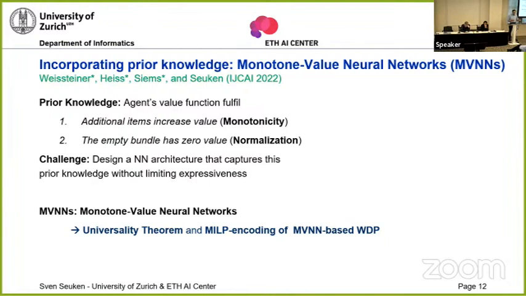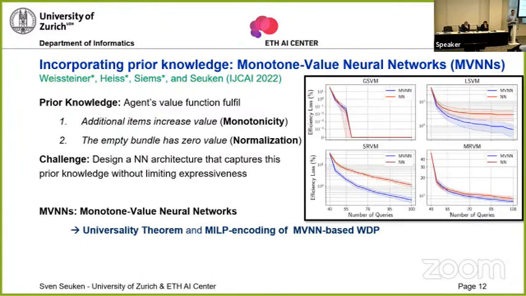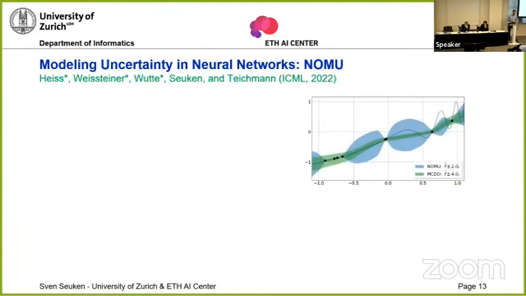And at the same time, we found that our MVNNs can still be encoded in a succinct way as a mixed-integer program. And then we ran further experiments and we showed that the efficiency can further be improved if we use these monotone value neural networks, which makes sense because they encode the prior knowledge that we have in this domain.